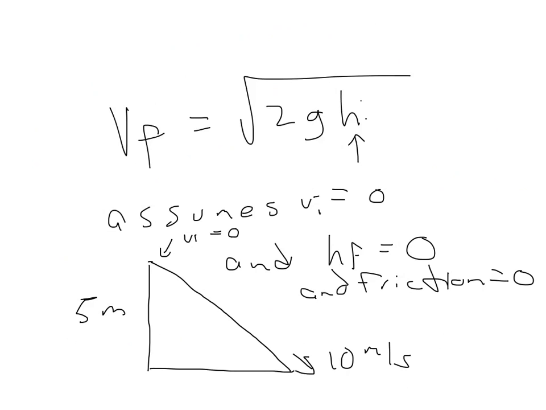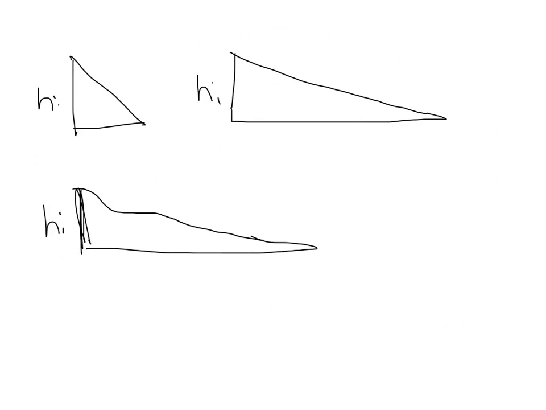So that is the conservation of energy applied so that you can find the final velocity. And I'll give you one more slide briefly: the final velocity is going to be the same in this case as in this case, as it is even in this case, if friction is 0.